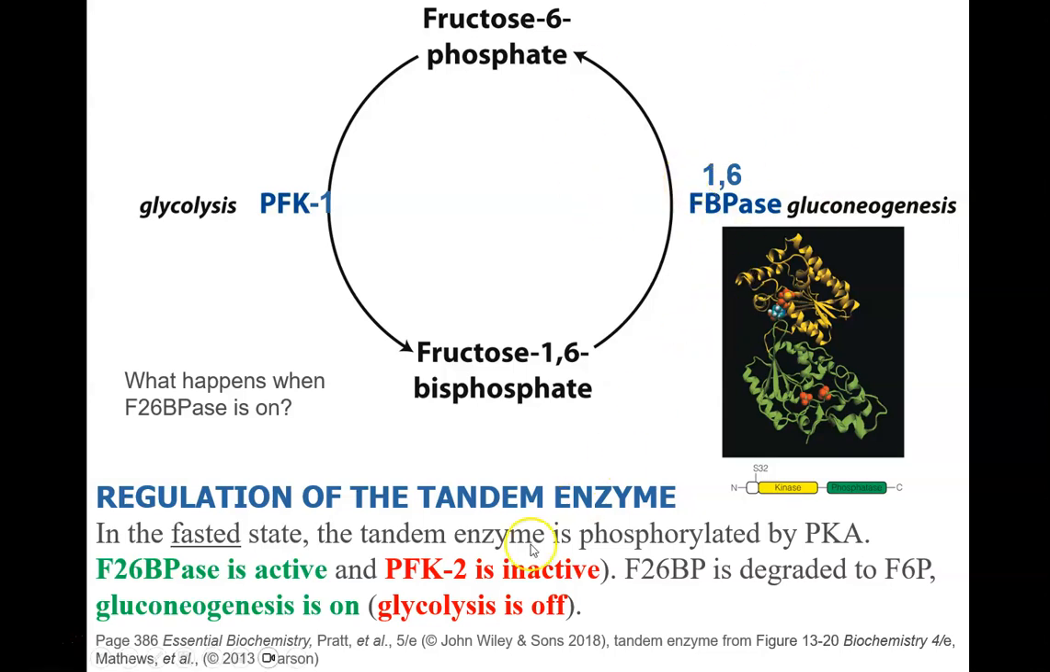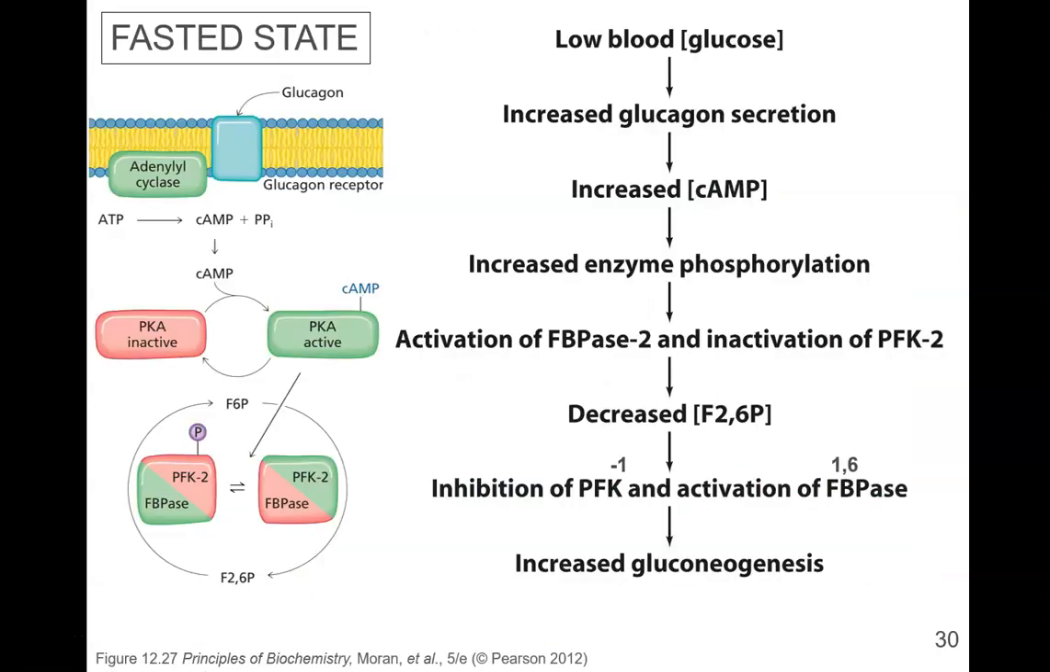inhibit the fructose 1,6-bisphosphatase. So that means if the fructose 2,6-bisphosphate is not there, then glycolysis is off and gluconeogenesis is on. And gluconeogenesis is on because the fructose 2,6-bisphosphate would have inhibited it, but it's not there because we stimulated the enzyme that destroyed the fructose 2,6-bisphosphate. So gluconeogenesis is on, glycolysis is off. This is what we want during the fasted state, and glucagon is the hormone of the fasted state.